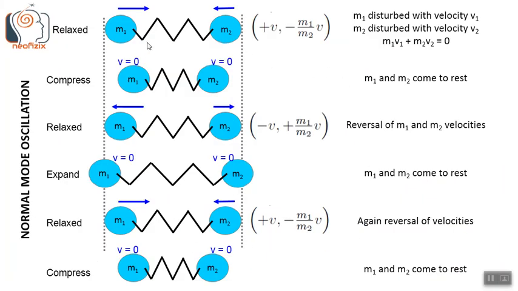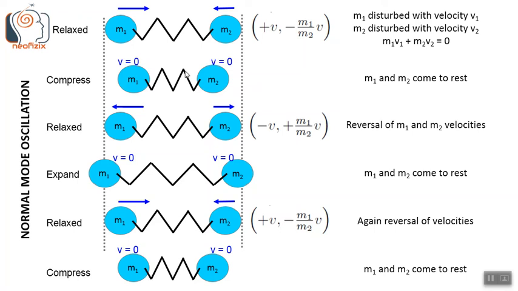Basically, this is how the normal mode oscillation looks. In the first step, the two masses will be at rest in their resting position and the spring will have a relaxed length. We disturb it with velocity v1 and v2 such that the net momentum is 0. Basically, these velocities correspond to the plus v, minus m1 by m2 v state described in the previous page. So with this disturbance, the spring gets compressed and at some point both masses come to rest. Note, this is not the resting position of the masses when the spring is relaxed. Here the spring is compressed to the maximum extent possible with the given disturbance.